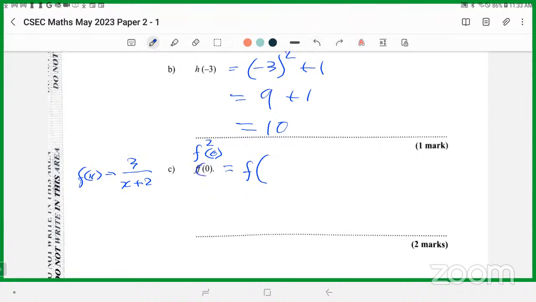All right, we're doing this first, the f of 0 first, which is to put 0 in this. So it becomes 3 over 2, because if you put 0 here, this just becomes 3 over 2. All right, so we're doing f of 3 over 2 now.